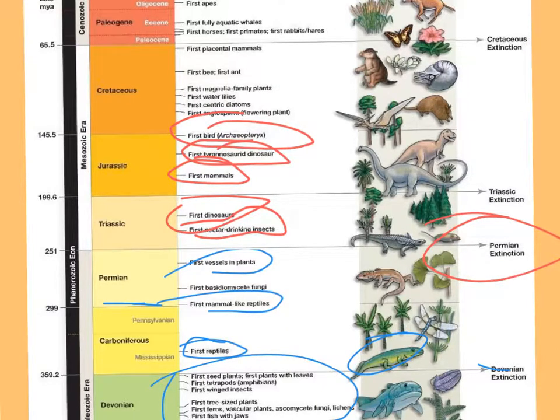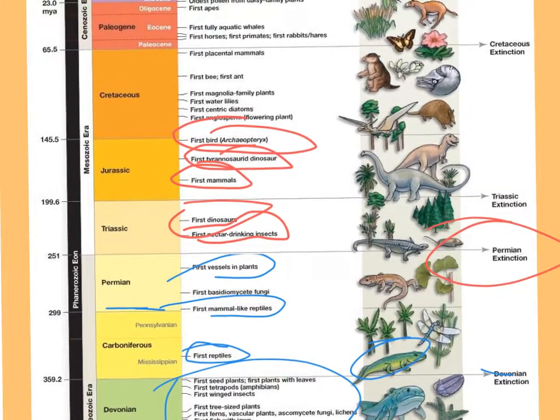So first, angiosperms, flowering plants. First diatoms, water lilies. First magnolia family of plants. First bee. First ant. First placental mammals. And of course, during the Cretaceous, there were lots of dinosaurs and various things. And then the Cretaceous extinction happened. It was not one of the biggest, but it was big, and it looks like it was caused by an asteroid striking the Earth. And it wiped out not only the dinosaurs, it wiped out a whole bunch of other things. The only dinosaurs it didn't wipe out were birds.